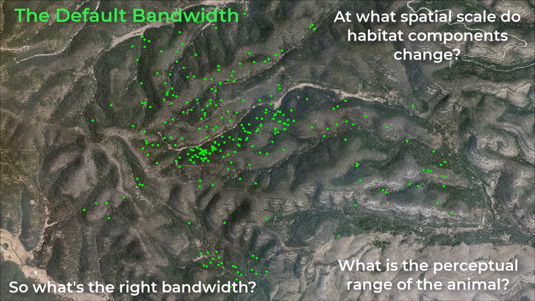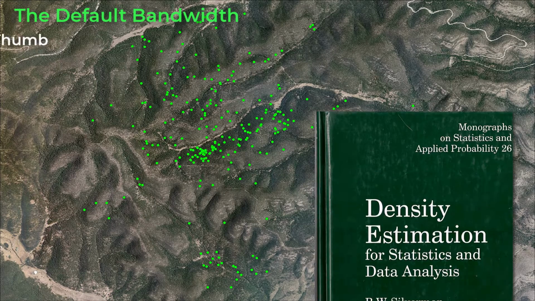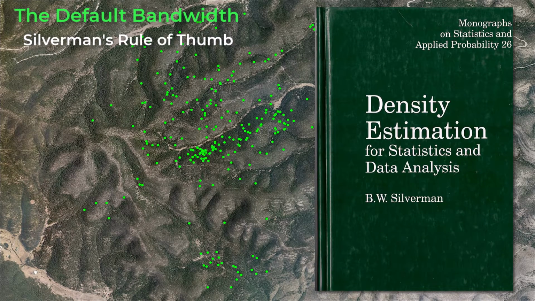Because of this, we may be tempted to not specify a bandwidth at all and just go with what ArcGIS provides as a default. And ArcGIS will come up with a bandwidth if you don't provide one. It's based on what they call Silverman's rule of thumb from Silverman's book on density estimation. It's calculated purely from the spatial distribution of points. In the absence of any better information, it's not unusual for us to just go along with this default.